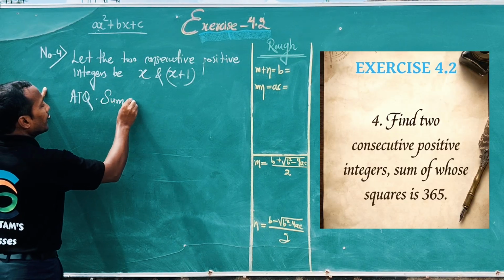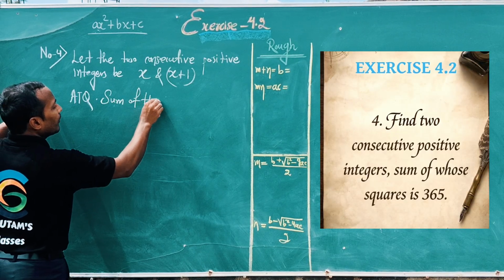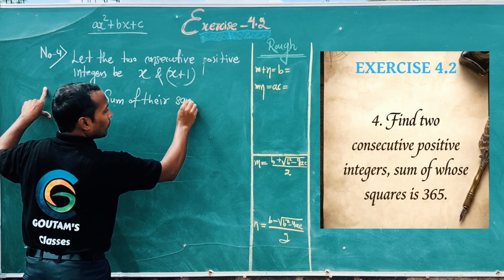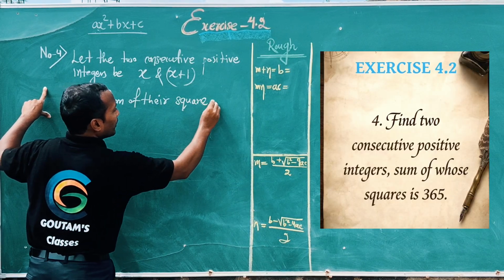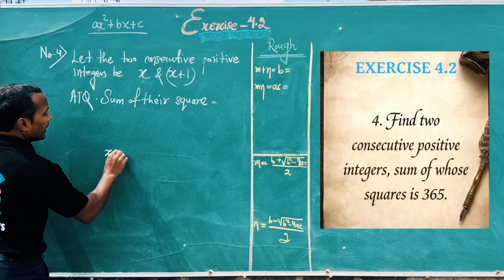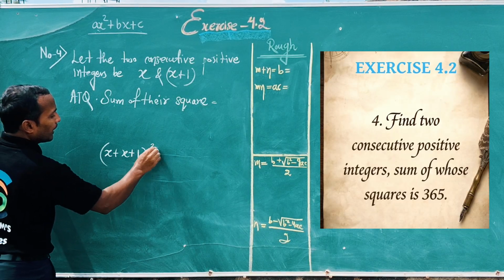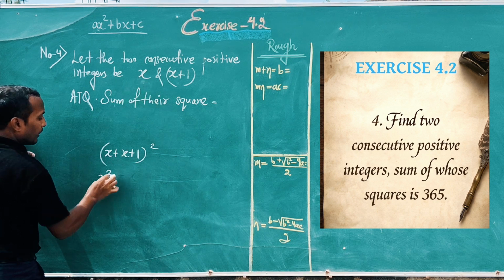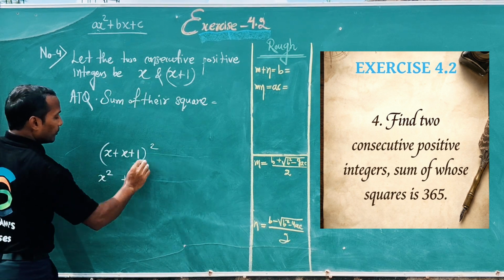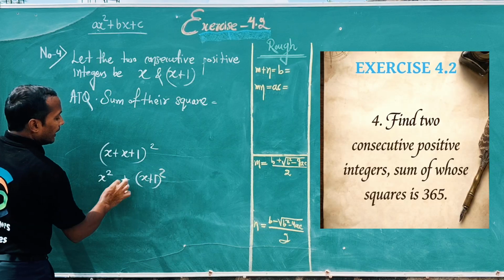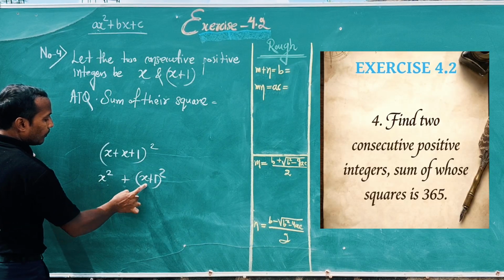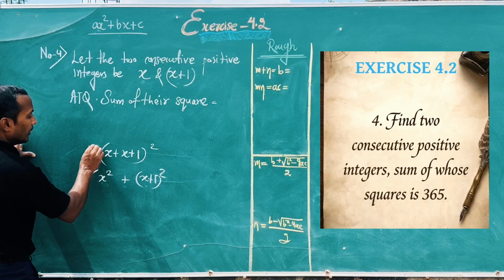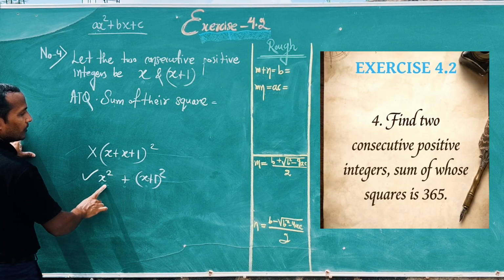Sum of their squares, not square of their sum. Square of their sum will mean something different. Square of their sum means first we calculate their sum and then do the squaring. But sum of their squares means first squaring the two numbers, square of x and then square of x plus 1, and adding them. Sum of their squares individually. We are dealing with this, not that. This is the situation given here.